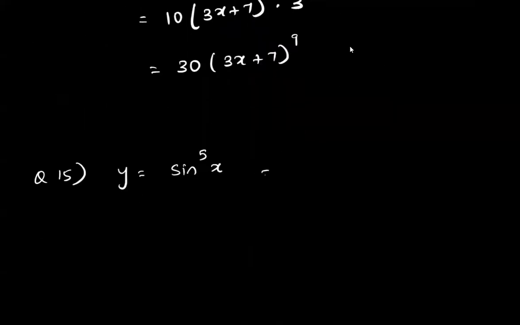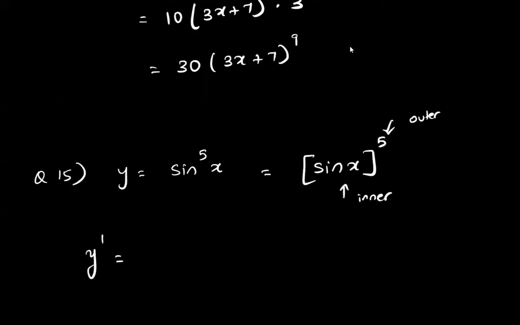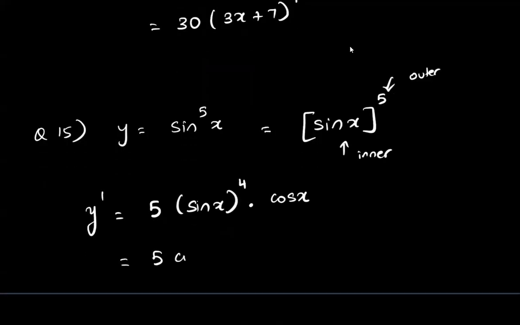So here, this can be written as (sine x) to the power of 5. That's what it is, right? So your outer function is the power, inner function is the sine. So when you take the derivative, what would you do? Outer function is a power function, so apply the power rule. Do not touch the inner function. Leave it as is, times the derivative of the inner function, which is cosine x. So now this can be rewritten as 5 times cosine x times sine to the power of 4 of x. So that is your answer.